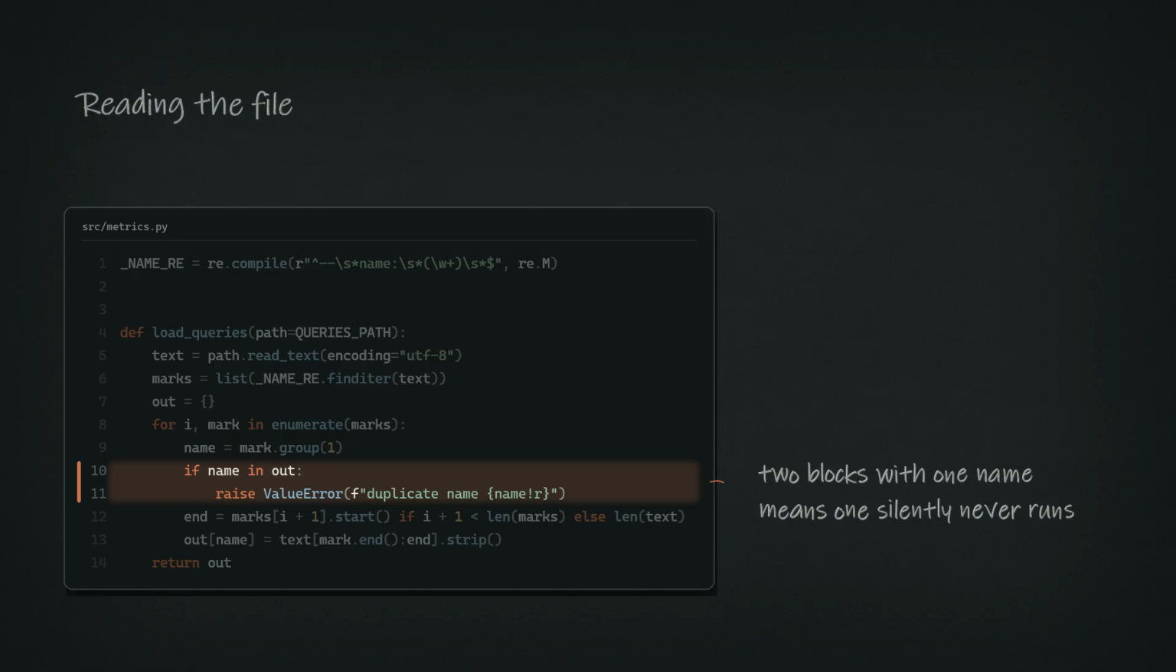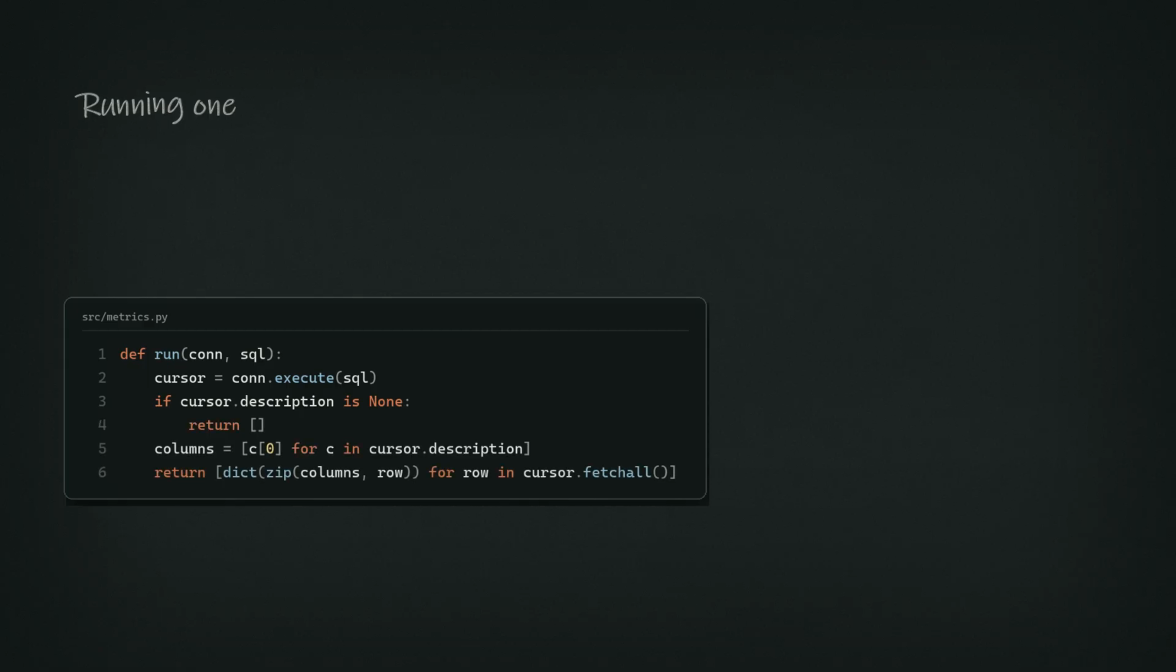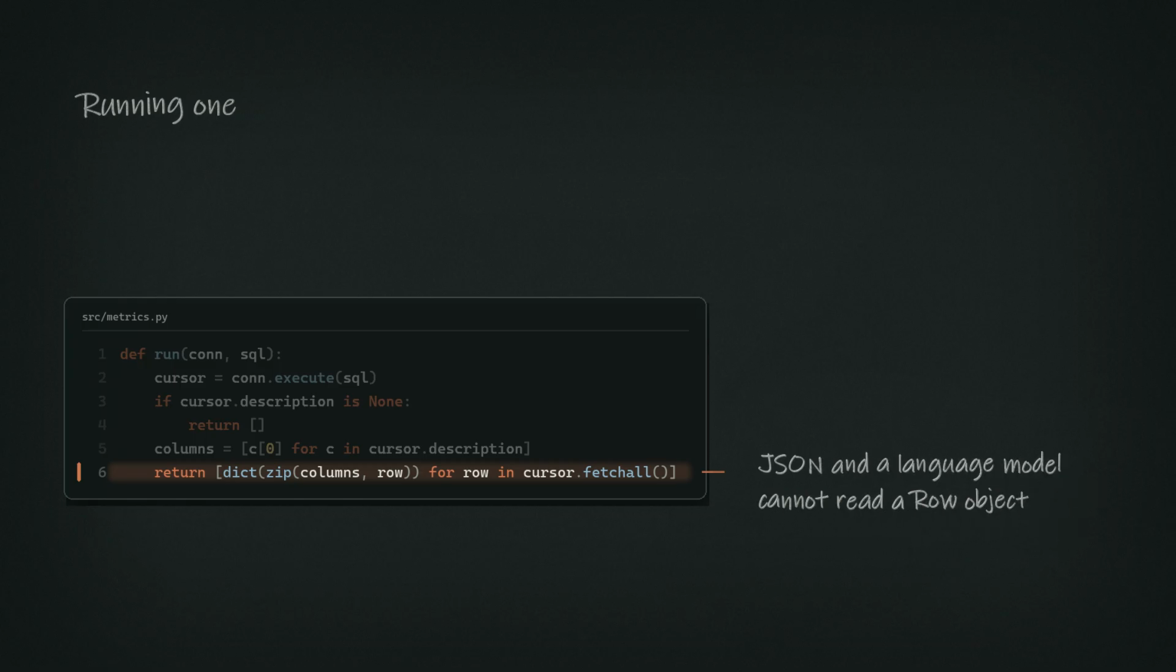And this is the run function. It takes a connection and a statement, executes it, and turns the rows into plain dictionaries, not SQLite row objects. Plain dictionaries, because these results are about to be written to JSON and handed to a language model, and neither of those can do anything with a row object.